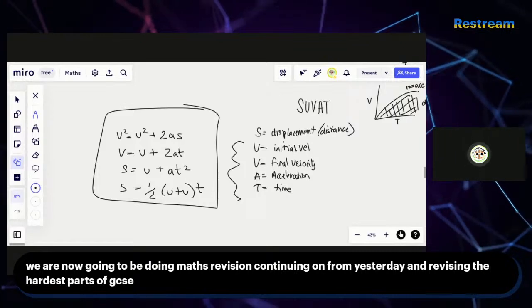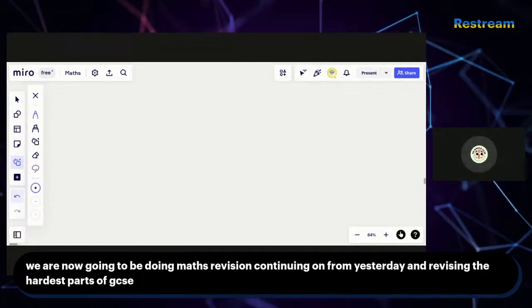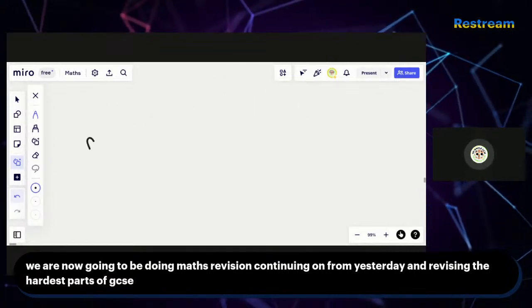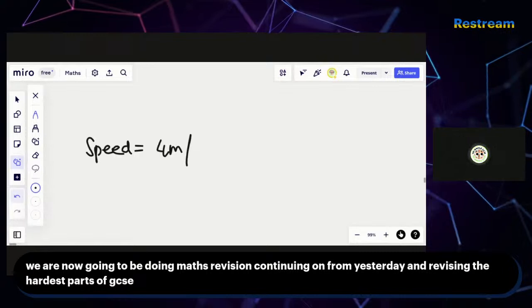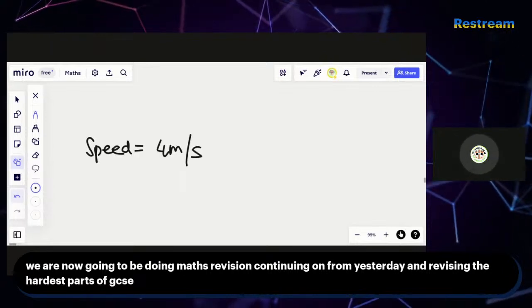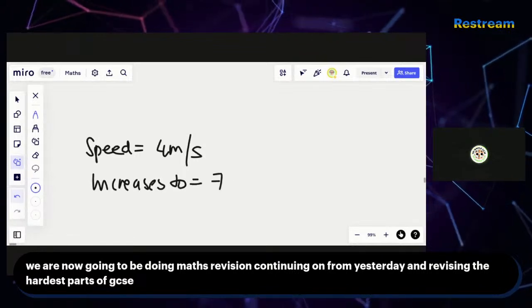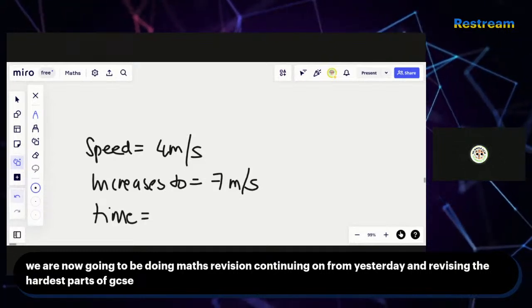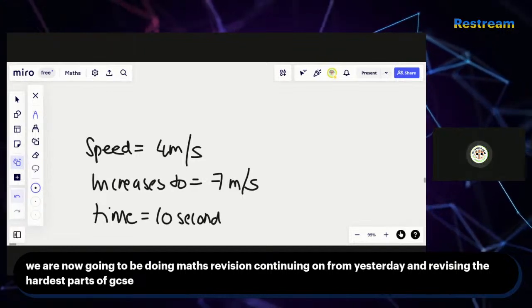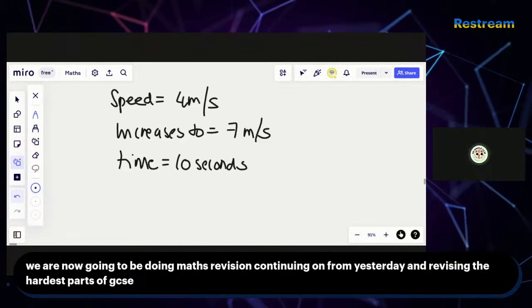And let's do a question. A train is travelling with an initial speed of 4 meters per second. It increases its speed to 7 meters per second in 10 seconds at a constant rate. So what distance did they travel in this time? So for this question, we're going to be asked what the distance is.